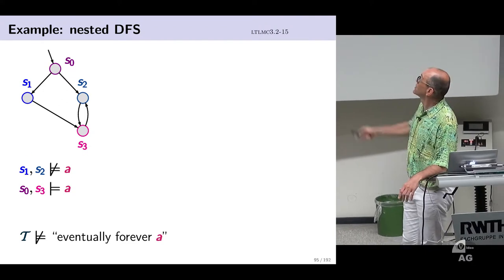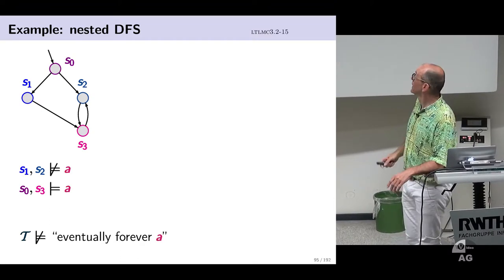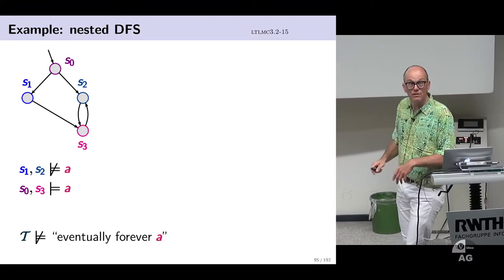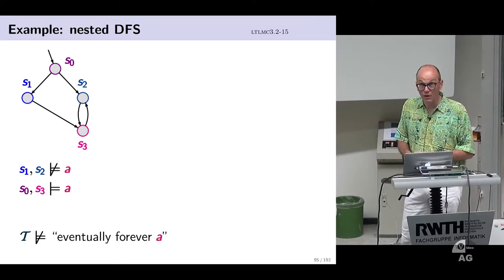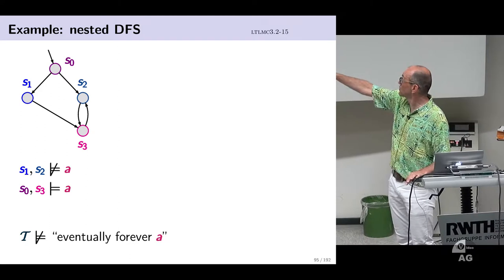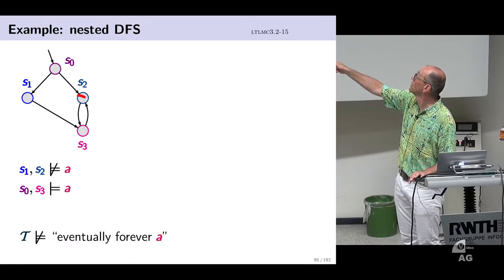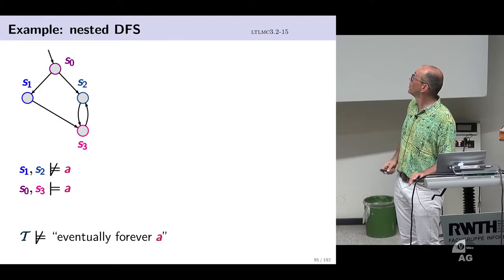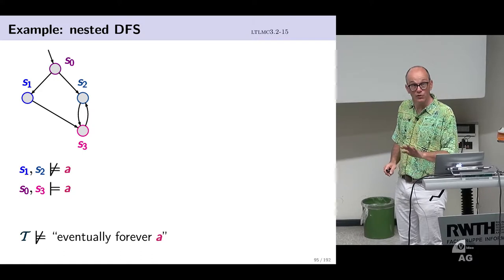It's obvious this guy doesn't lie on a cycle, that one lies on a cycle. And we know that the other two states are not refuting A, so they satisfy A. So I hope it's easy to see that this transition system refutes eventually forever A because of this cycle, and the blue state does not violate A. Good. Intuitively, this is clear.